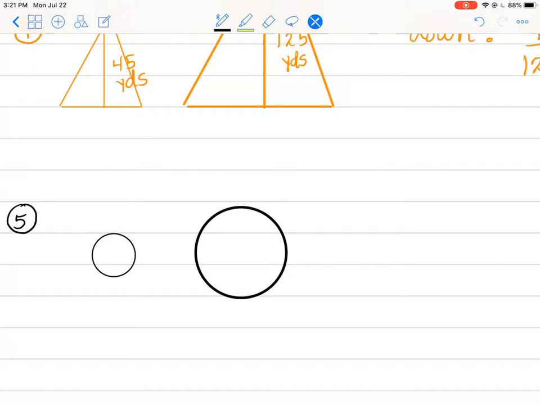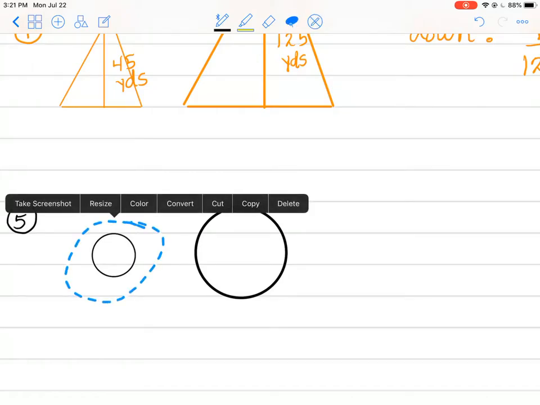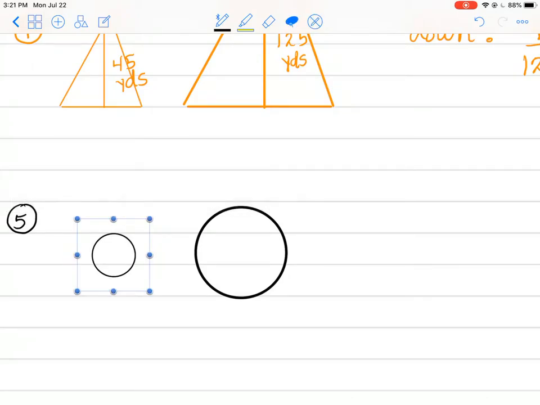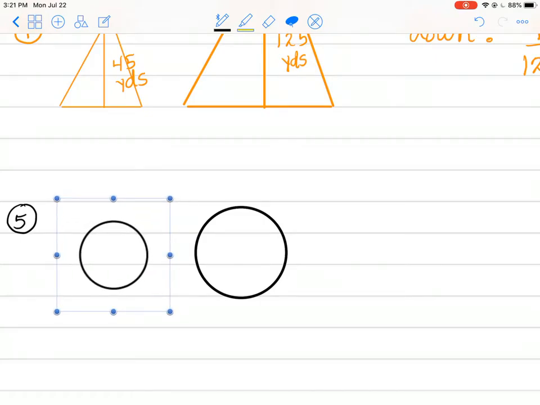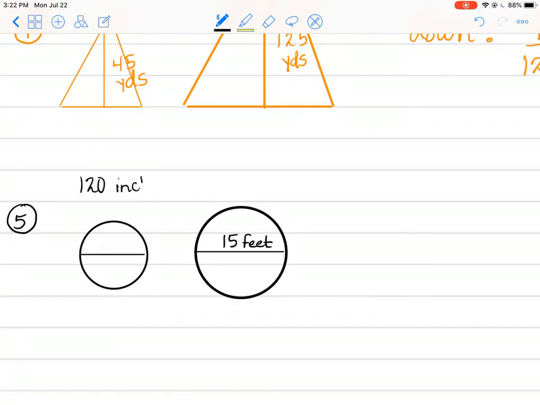Let me spend a little bit of time. This one needs to be a little bigger because they're closer then. So what we're looking at is the diameter. We're looking at that distance across the circles. And one of them is 15 feet. That's going to be mama. Be careful because the other one is not in feet. It's in inches.